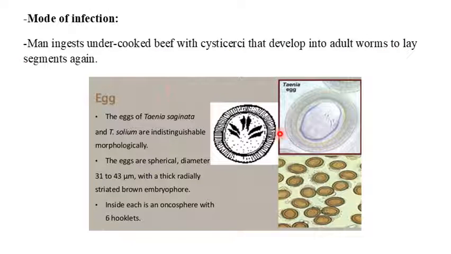As you see here, this is the egg of Taenia saginata, and Taenia solium eggs are indistinguishable morphologically. The eggs are spherical, diameter 31 to 43 micrometers, with a thick radially striated brown shell or embryophore. Inside each is an oncosphere with 6 hooklets, اللي هو الجنين سداسي الأشواك, as you see here. Oncosphere.